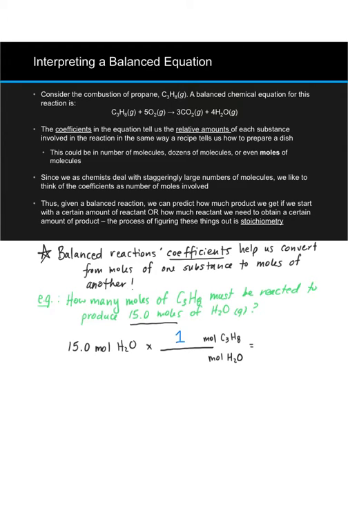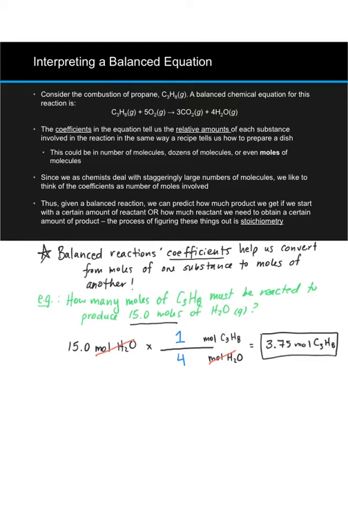So I'm going to place a 1 here in this conversion factor's numerator. The coefficient in front of water vapor is 4. So I'm going to place a 4 in the denominator of this conversion factor. Therefore, to move from moles of water into moles of C3H8 propane, all I have to do is multiply 15 by 1 over 4. I keep 3 significant figures, and what we end up with as a result is 3.75 moles worth of C3H8.